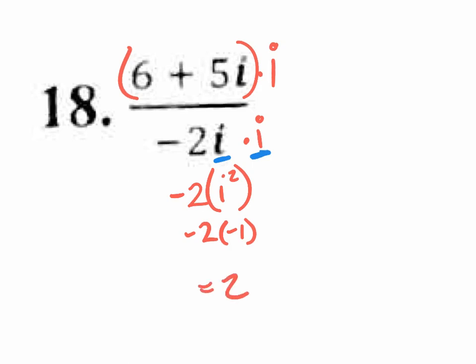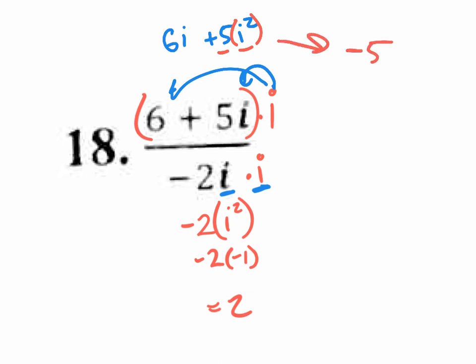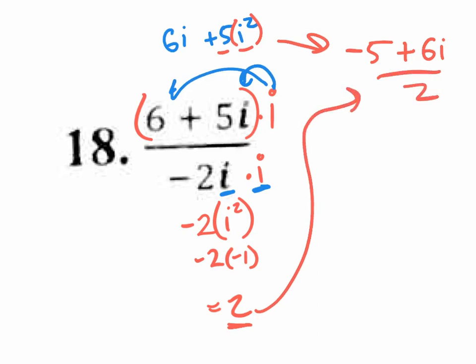Now let's go for the top up here. We're going to distribute that i times 6, that's 6i. i times 5i, that's 5i squared. But we know that that i squared becomes a negative 1. And what's 5 times negative 1? Negative 5. So what do I really have up on top? I have a negative 5 with the positive 6i. You put the real part first and the imaginary part second. And on the bottom, what do I have? I have this 2. So let's put a 2 down there.